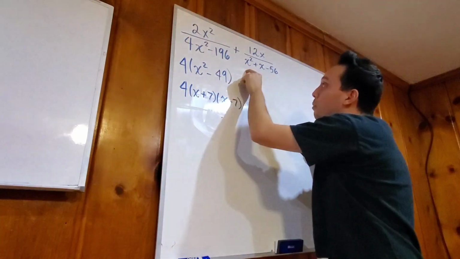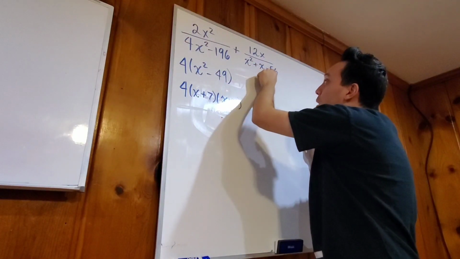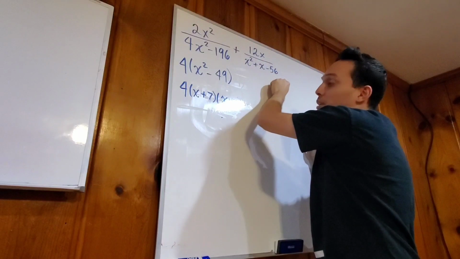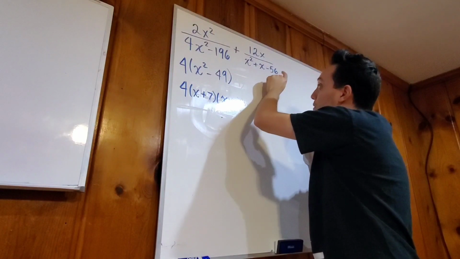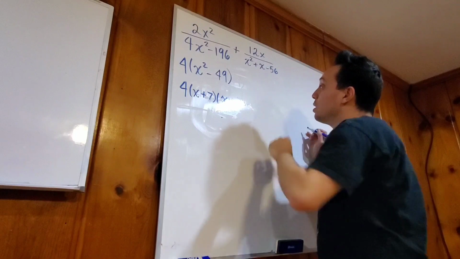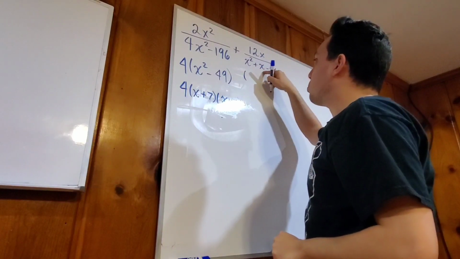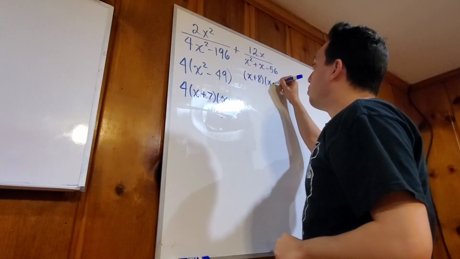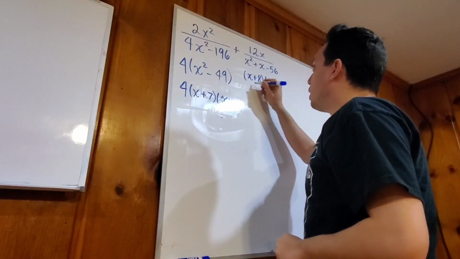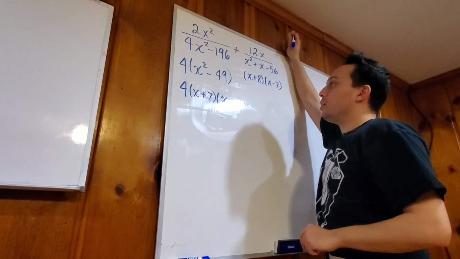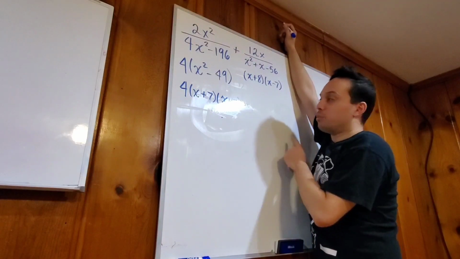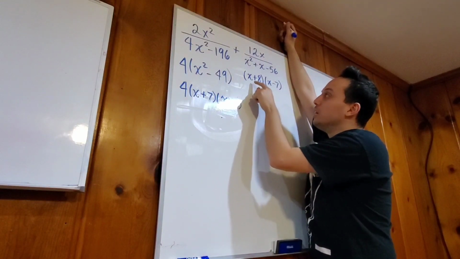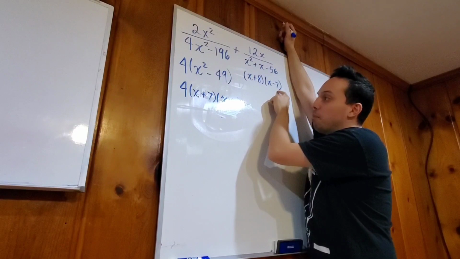Now in my second denominator I have x squared plus x minus 56. 56 is going to be 7 and 8, 7 times 8 is 56. Because it's positive, it's going to be x plus 8, x minus 7. This is my second denominator. Hopefully I'm covering the glare. I'm trying to cover the glare so you can see. It's going to be x plus 8 and x minus 7.